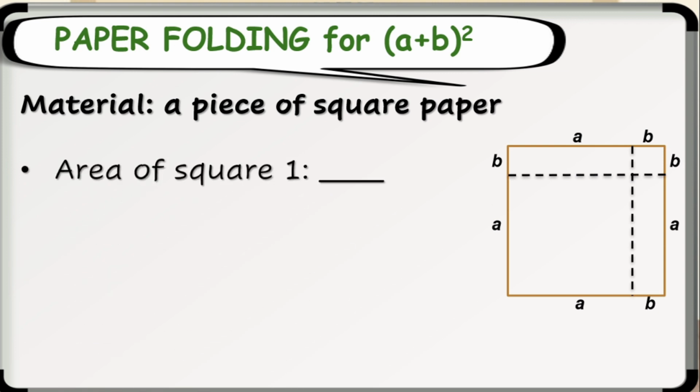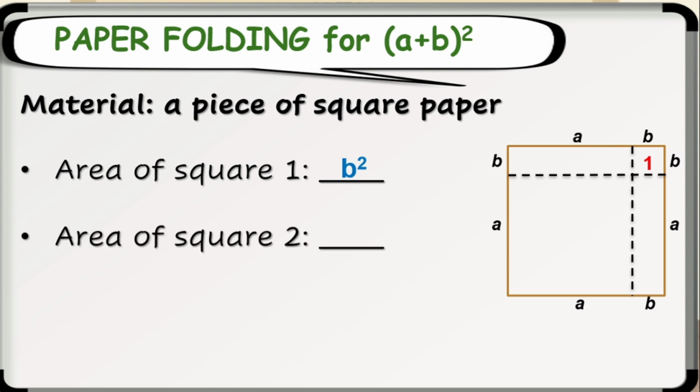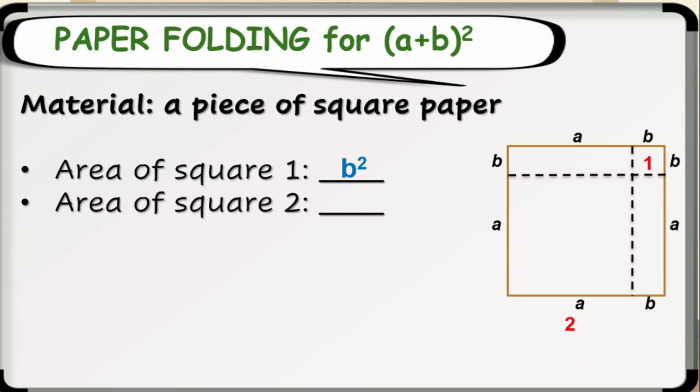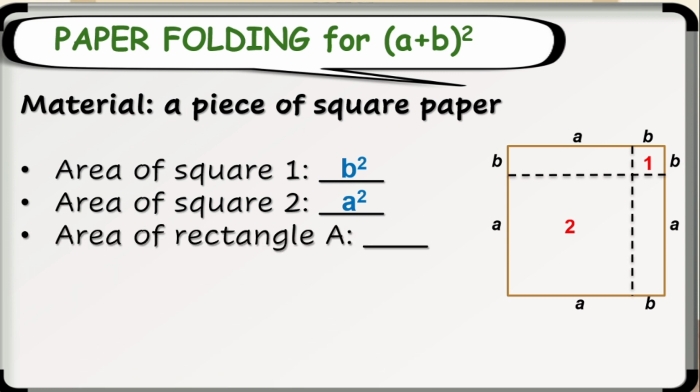Let's start with the area of square 1. The dimension of square 1, which is the smaller square, is b times b. Therefore, the area of square 1 is b squared. Next, the area of square 2. The dimensions of square 2, which is the bigger square, is a times a. Therefore, its area is a squared. Third, the area of rectangle A. The dimension of rectangle A is a times b. Therefore, its area is ab.